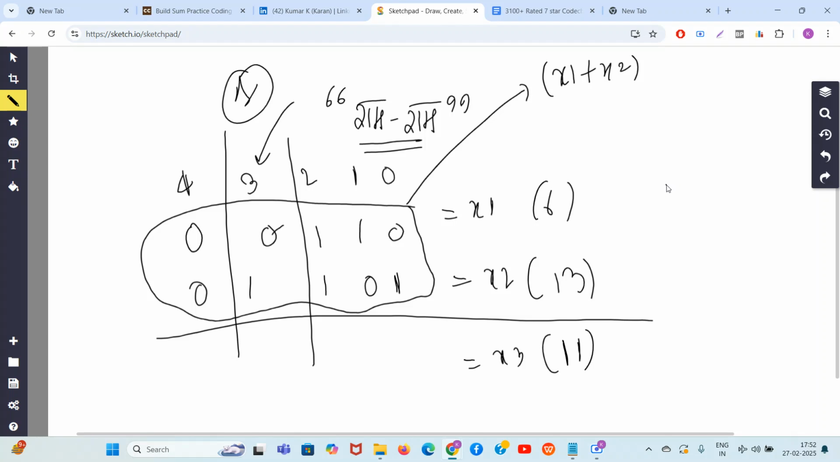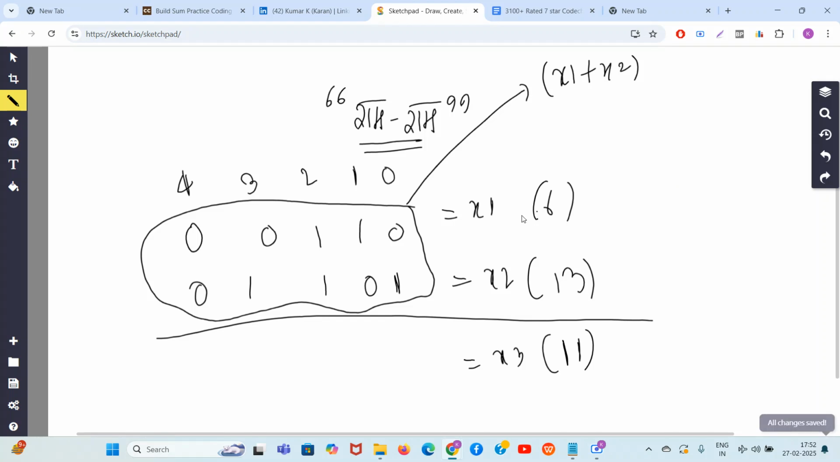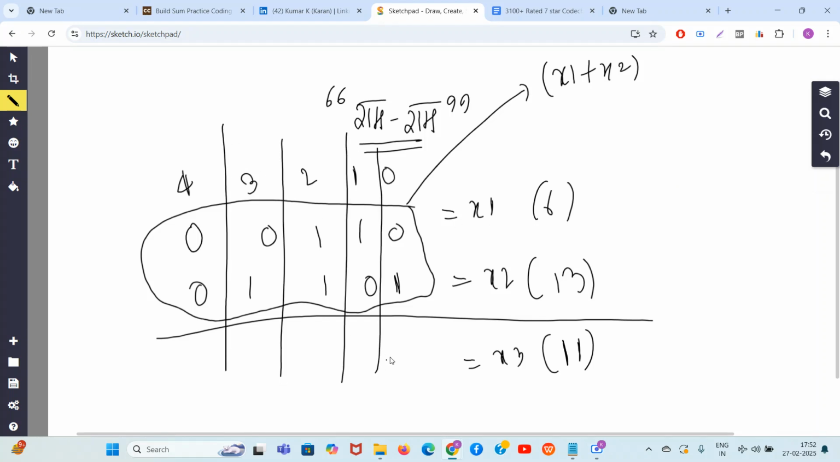So you should never do an operation on a column where 0 and 1 is there. So guys, which columns have zeros and ones? Never do operation here, it's of no use. Never do operation here, no use. But guys, what if both are ones and both are zeros?